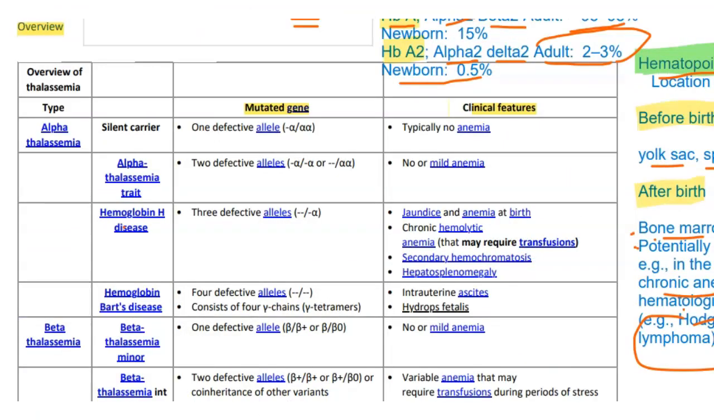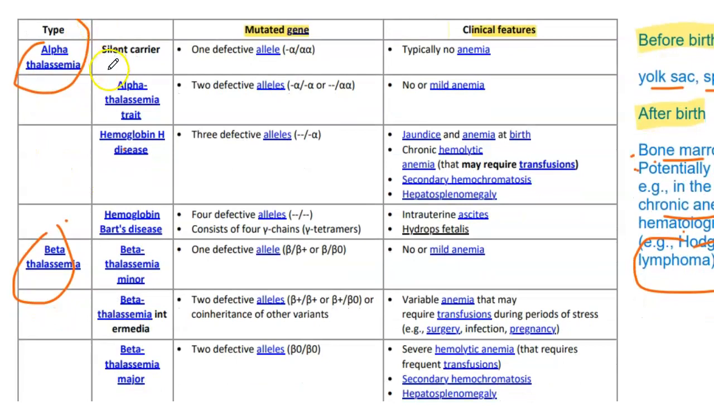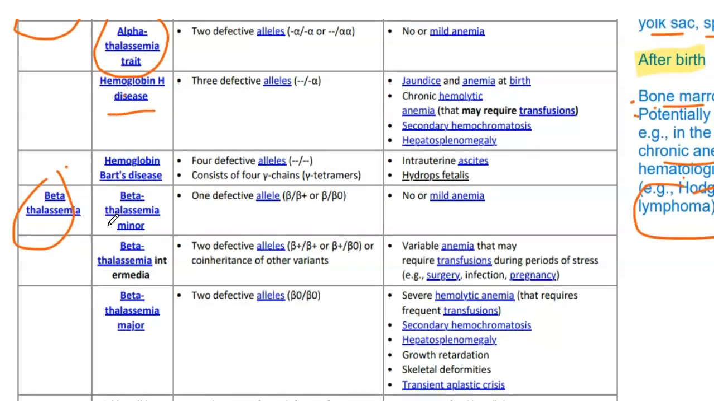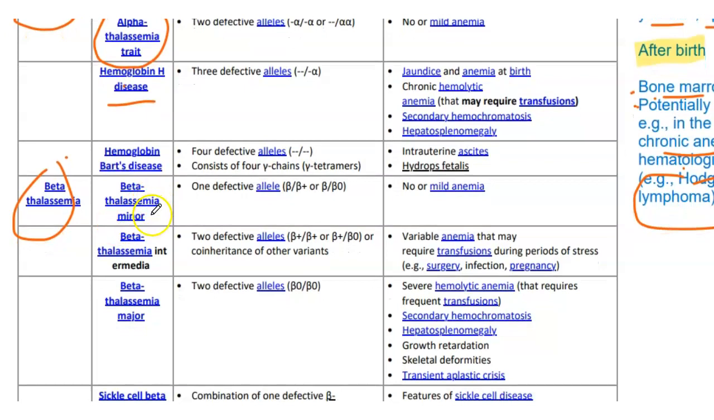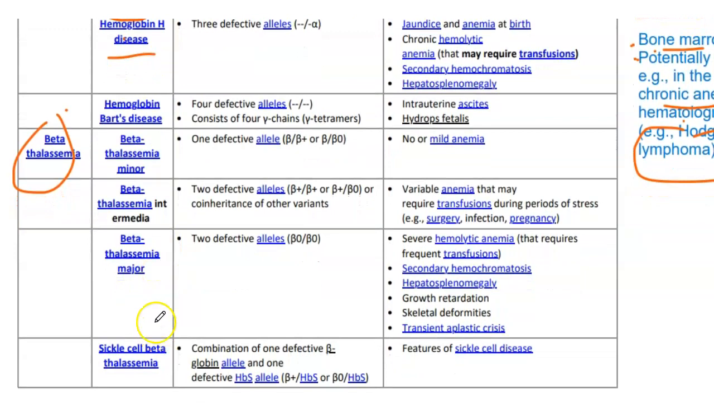Now overview of thalassemia. So we have mainly two types of thalassemia. One is alpha and the other is beta thalassemia. Alpha thalassemia we have further four subtypes which are silent carrier, alpha thalassemia trait, HbH and HbBart. While in beta thalassemia we have beta thalassemia minor, beta thalassemia intermediate, beta thalassemia major, and also another type which is known as sickle cell beta thalassemia.